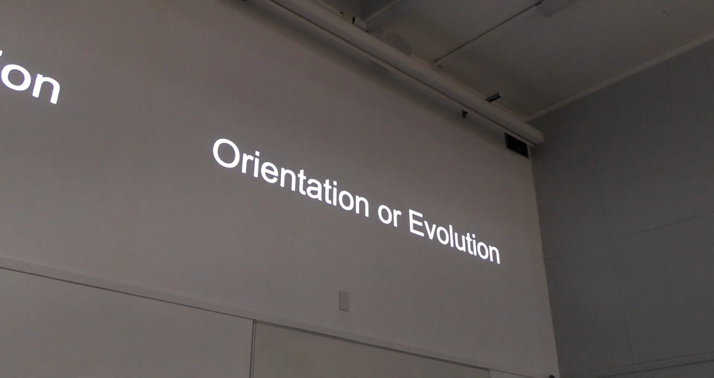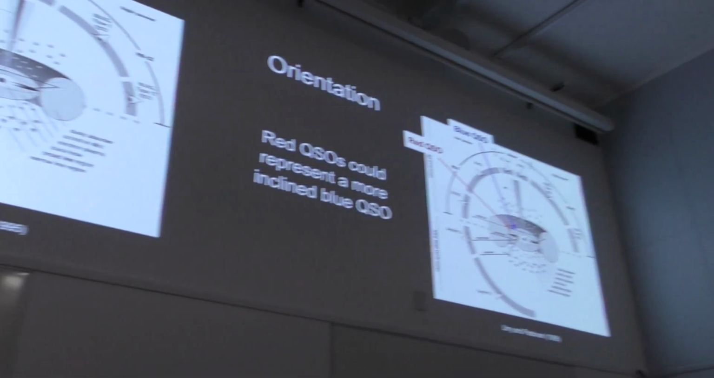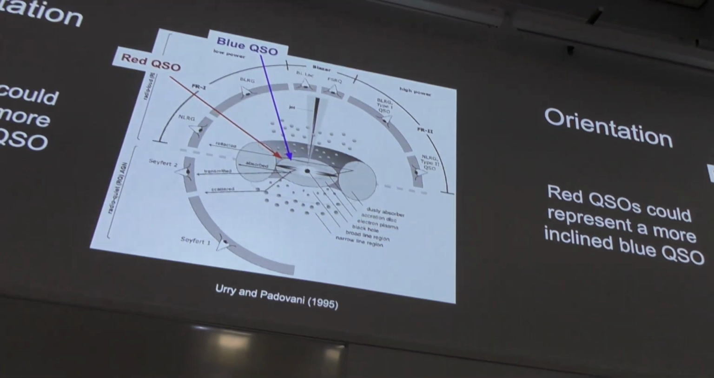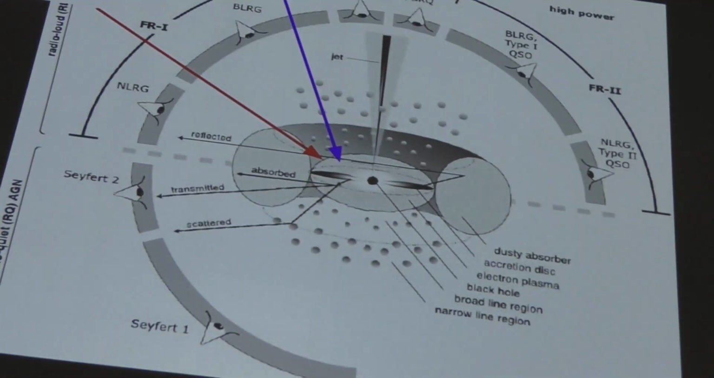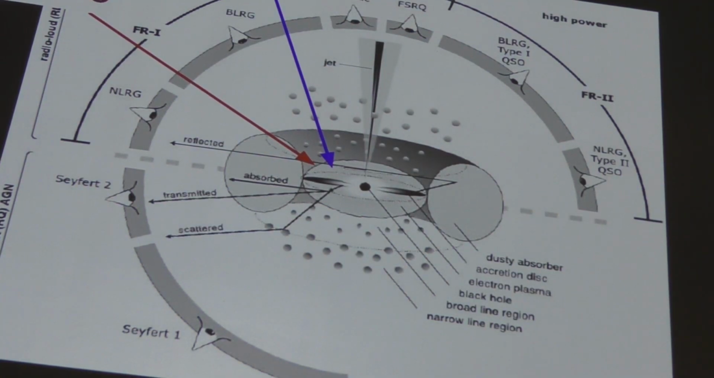So why are red quasars important? Since they were discovered, people were unsure how they connect to blue quasars. And there are two key scenarios. There's the orientation model that's very similar to the unified model of AGN, where we think a blue quasar has an unobscured view of the accretion disk. The accretion disk is very bright in optical and ultraviolet, and so that's why most quasars look very blue.